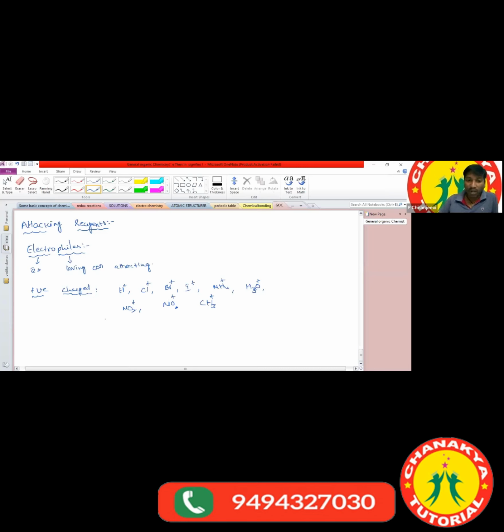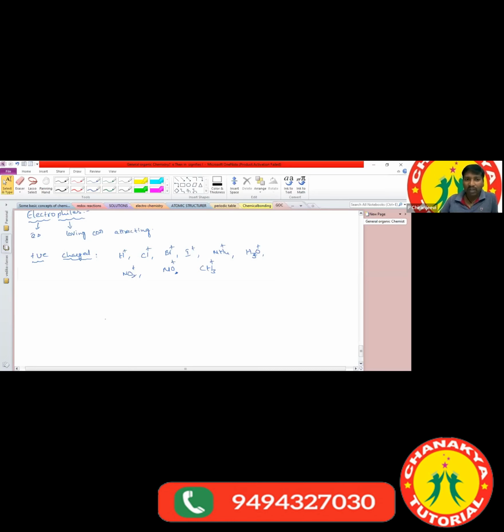Now the neutral electrophiles. What are the examples of neutral electrophiles? BF3, BCl3, BBr3, AlCl3, FeCl2, FeCl3, ZnCl2. All these are examples of neutral electrophiles.